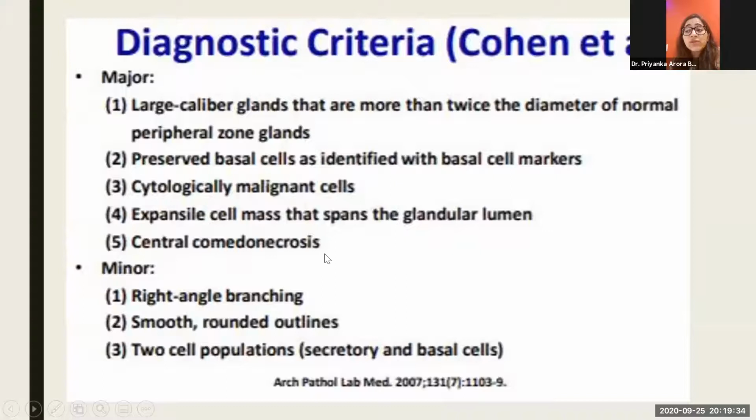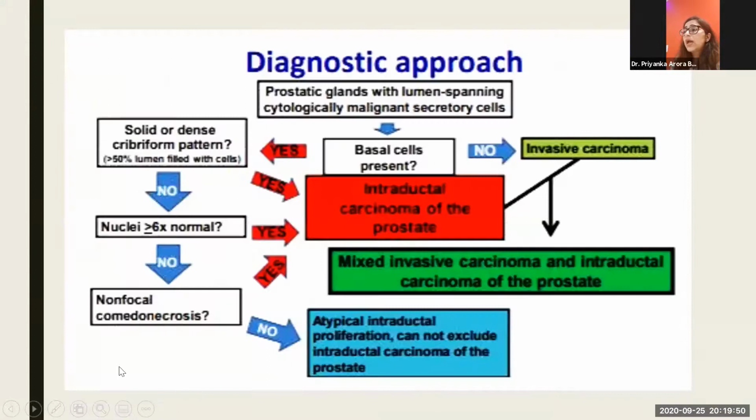And then there is central comedonecrosis. Ducts which are lined by these malignant cells will have necrosis in the center, so that is central comedonecrosis. So these are the 5 major criteria. And then there are a few minor criteria, not very important. This is a diagnostic approach, basically.